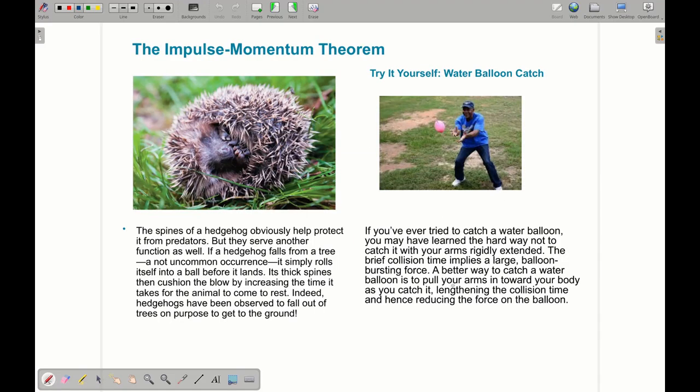Impulse and momentum are applied in our daily lives. For example, hedgehogs quite often fall, and as they fall, they roll and they have these spikes. Those spikes compress like springs and increase the amount of time of the impact. So when they fall, there's an impact force from the ground, and as the spikes compress, the impact time delta T increases, and what happens? Impulse is F delta T. So for the same force, if delta T increases, impulse increases.